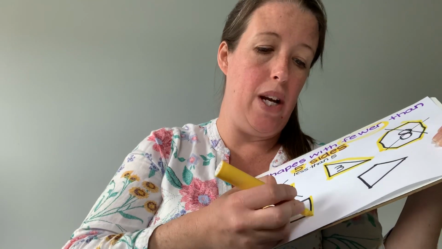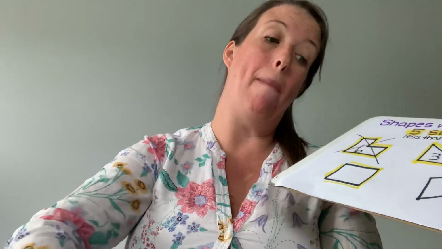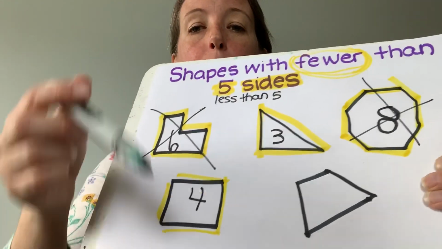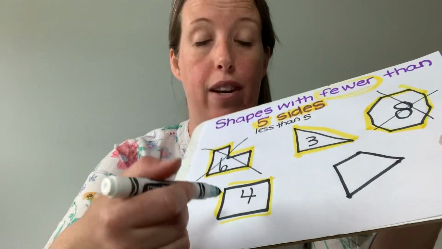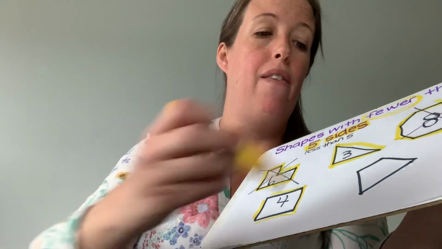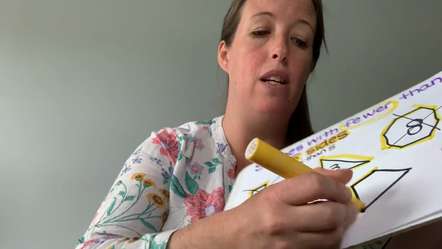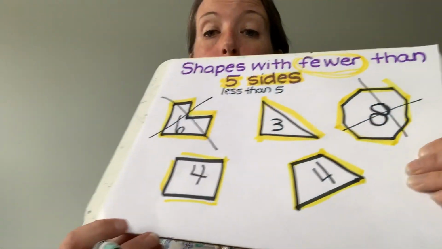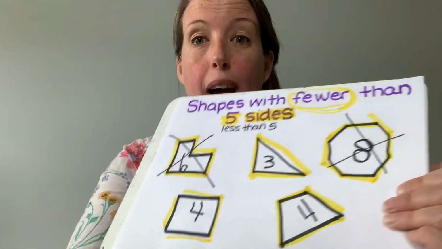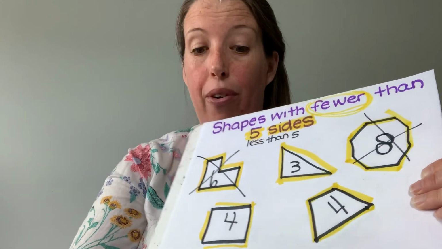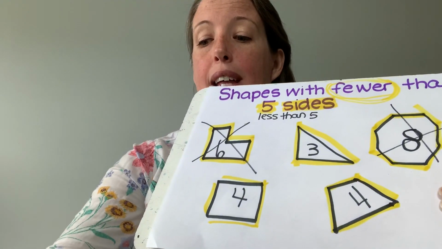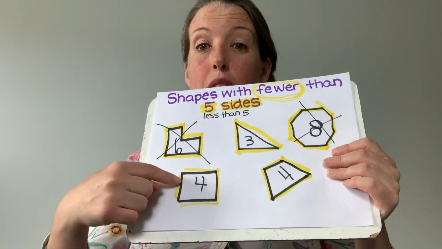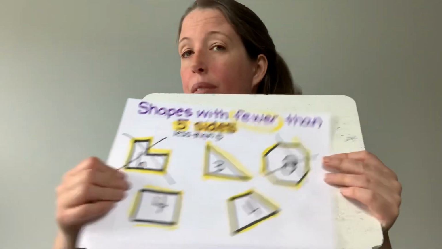Here's another shape. 1, 2, 3, 4. This looks like a quadrilateral. Is a quadrilateral with 4 sides a shape with fewer than 5? It is. 4 is less than 5. And let's check this last one. 1, 2, 3, 4. Looks like we have another quadrilateral. So if this quadrilateral has less than 5 sides, of course this quadrilateral will also. So we can leave that in the heading. And we're done with our page. We have 3 2D shapes that fit under this heading.